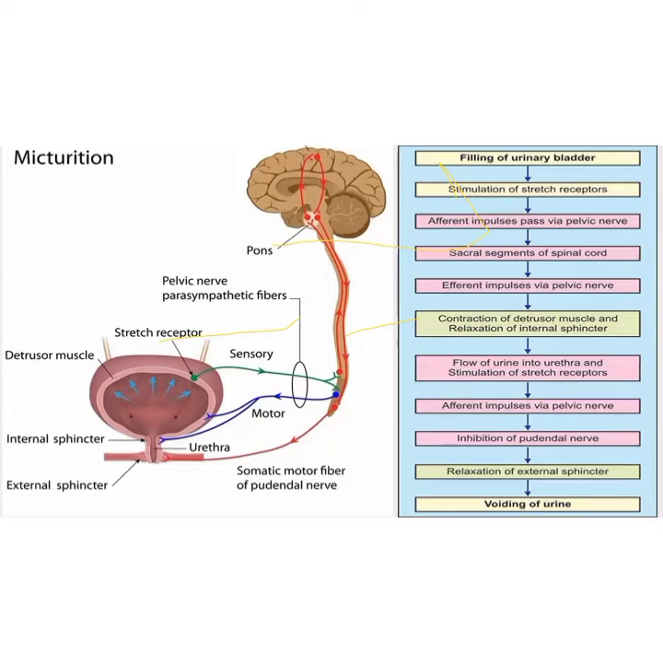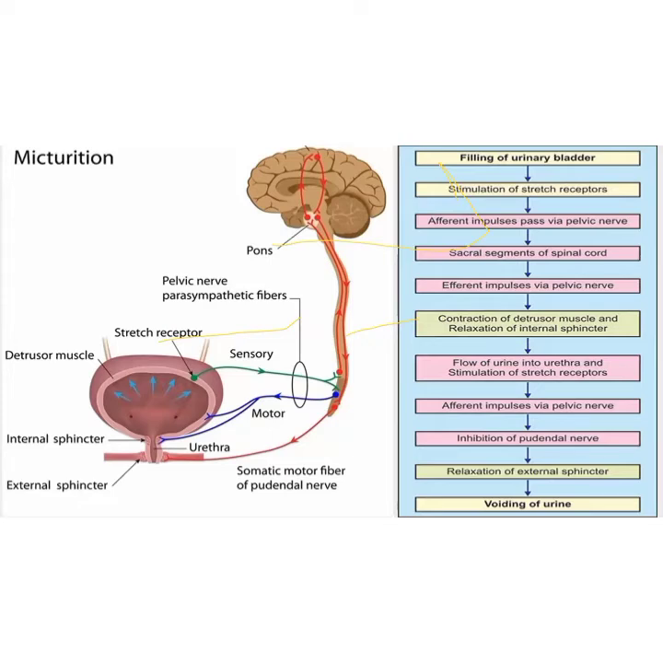So it is a mass contraction, the whole bladder contracts at the same time. When it contracts, the pressure rises and the internal sphincter is relaxed. So urine comes from the urinary bladder into the urethra. Again a stretch receptor is stimulated here, and the afferent impulses pass to the pelvic nerve, and from the pelvic nerve to the pudendal nerve. So the pudendal nerve is inhibited. When the pudendal nerve is inhibited, the tone of the external sphincter is lost. So the external sphincter relaxes and urine is expelled out. That is called voiding of urine or micturition.